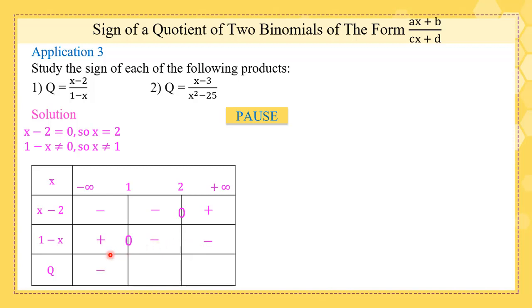Now we perform the multiplication. Minus times plus is minus. 1 is not in the domain, x is different from 1, so we shade this section. Minus times minus is plus. 0 multiplied by 1 minus x is 0, and the plus multiplied by minus is minus.